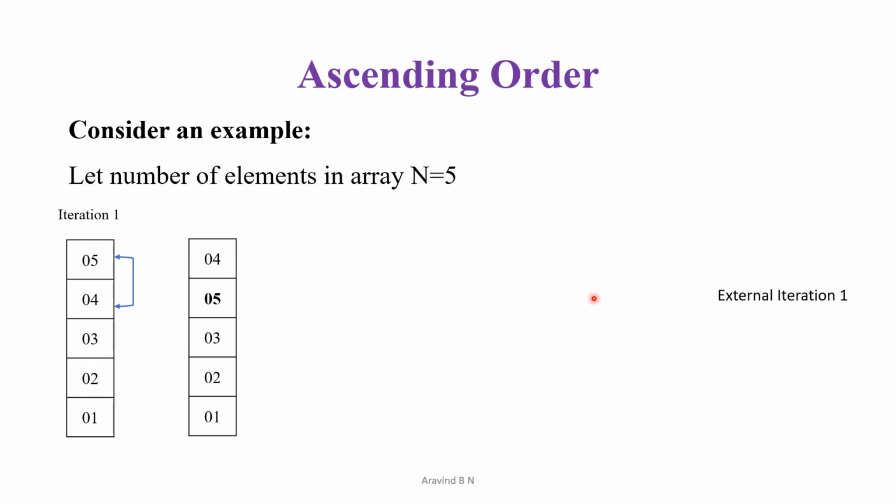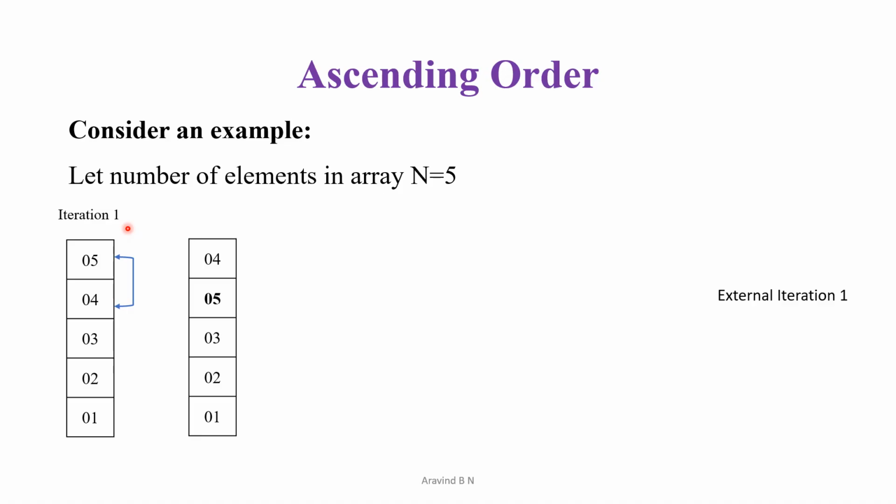Which iteration we are in, you can observe from this point as well as from this point. Once we enter into the external iteration, the internal iteration is going to run for n minus 1 number of times, and that will keep decreasing after each external iteration. Let's observe that in the course of the explanation.